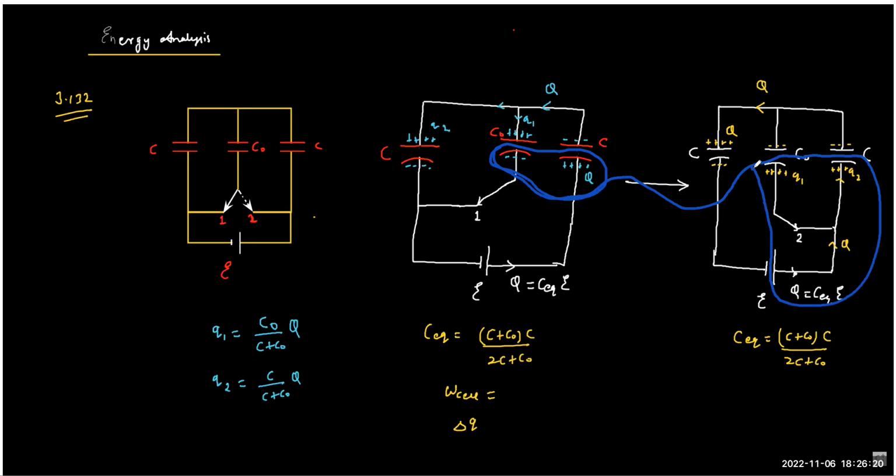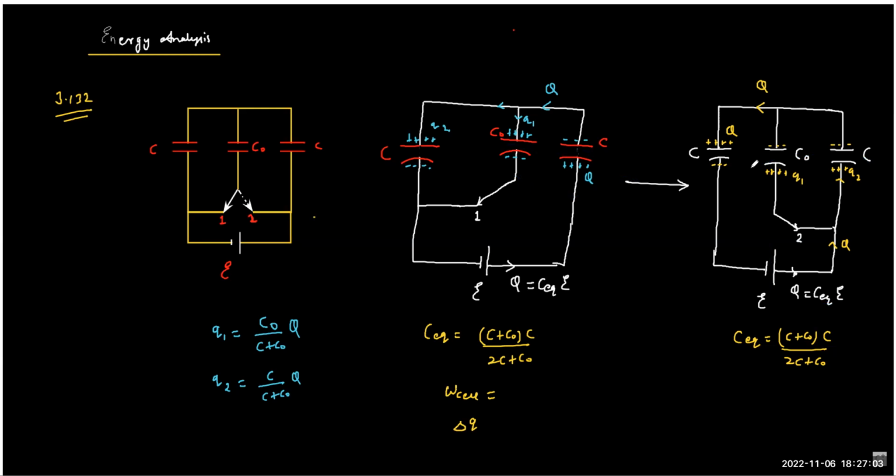So if you look at those two plates in the very beginning, what is the net charge? Capital Q minus Q1. Yes or no? Do you realize this? The net charge on the two plates, which is going to connect with the cell in the next case, turns out to be Q minus Q1, right?